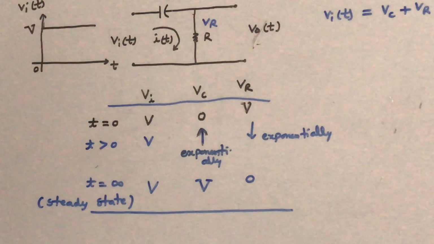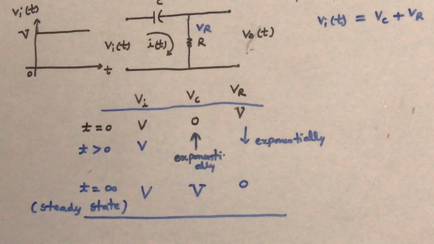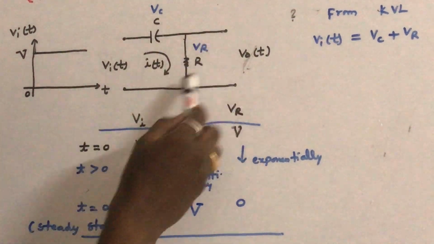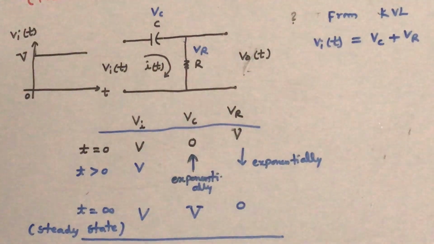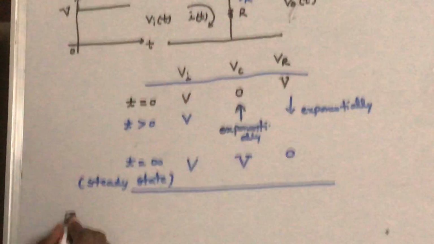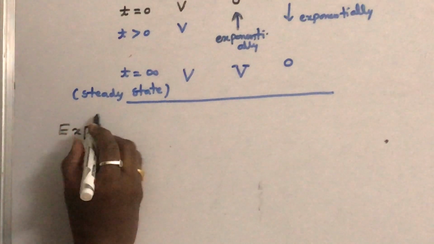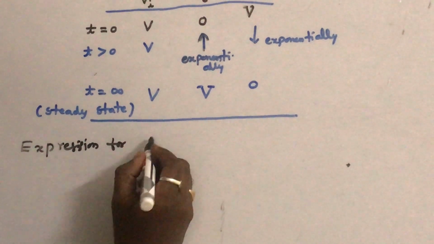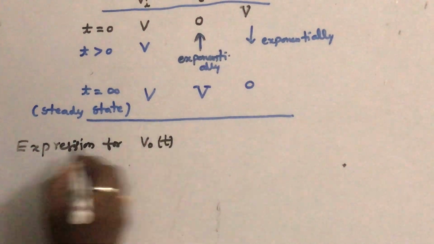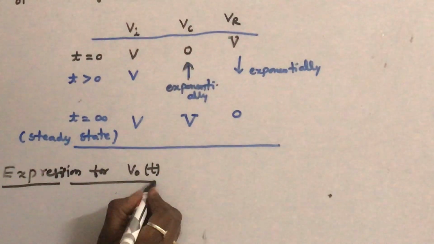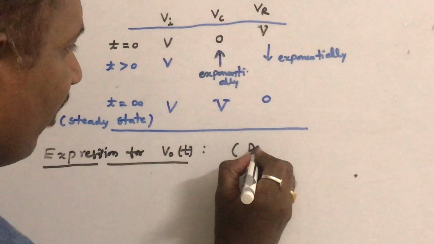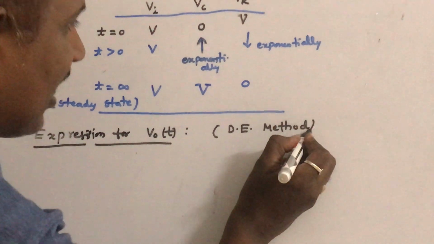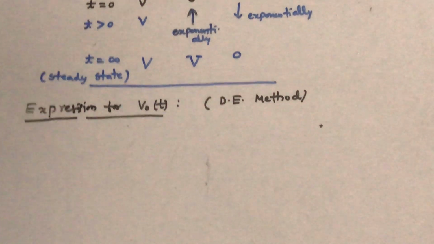Now, let us derive the expression for V0 of t. It can be derived by using the differential equation method and the Laplace transform method. We will derive the expression for V0 of t by the differential equation method first, then we will see the Laplace transform method, and check that we get the same answer.